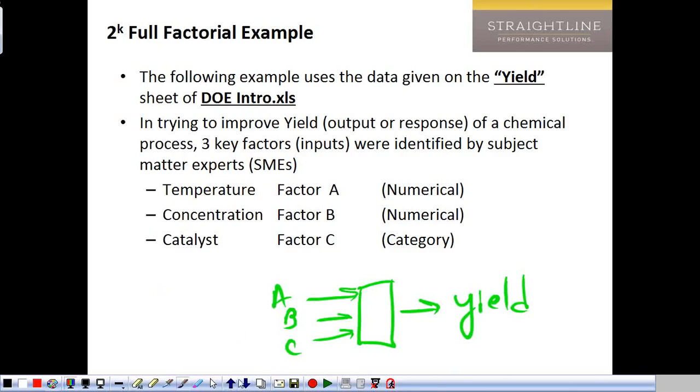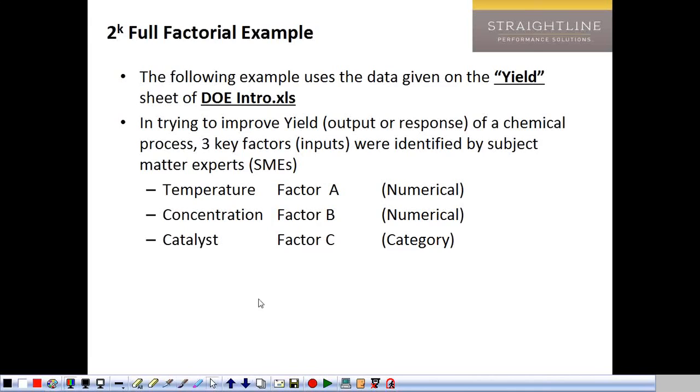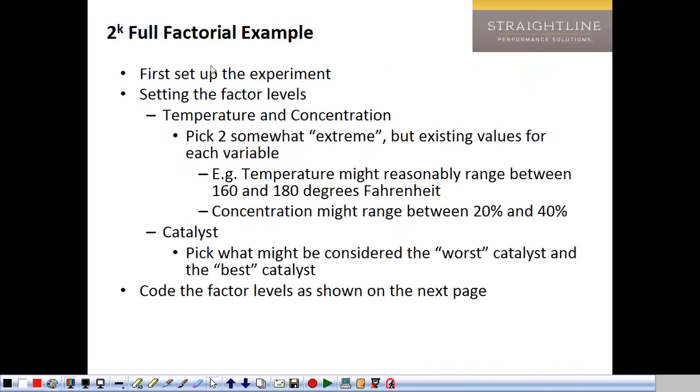And let's just walk through how they would do that. So the first thing is, let's suppose that they had already brainstormed and already come up with their ideas, and that these were three factors that they really wanted to run this on. Okay, and that was a reasonable thing to do. So the first thing is, we need to set the factor levels. So the idea is we're going to pick two somewhat extreme but existing variables for each factor. Let me draw out what that would mean.